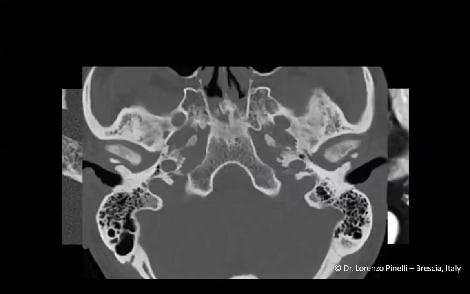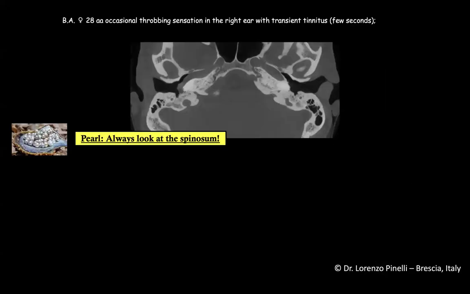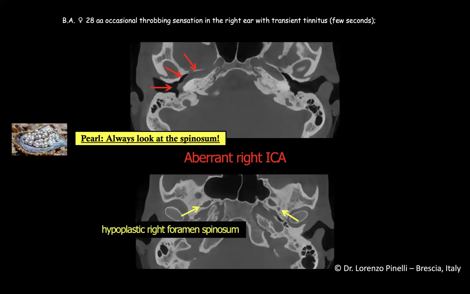This case, courtesy of Professor Pinelli in Brescia, a great otoradiologist, shows us that the foramen spinosum, that is normally posterolateral to the foramen ovale, was absent in this case. And that's why this is so important, because if there is no foramen spinosum, you may be 100% sure that there will be a persistent stapedial artery, sometimes in isolation, sometimes associated with an aberrant internal carotid artery. This is the same case with a hypoplastic spinosum, so it can be absent or hypoplastic.